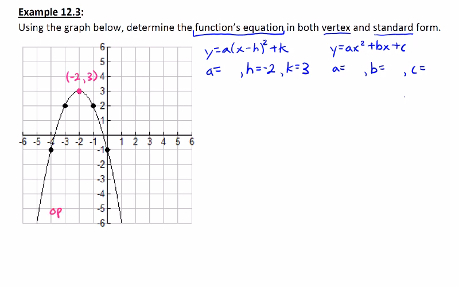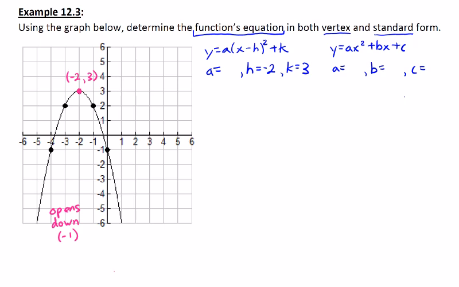So the fact that this opens down tells me a few things. It tells me, number one, that a is going to have to be negative. Now I put -1 there, but it may not necessarily be -1. It could be potentially something else.